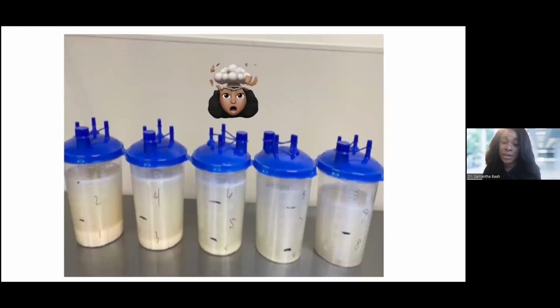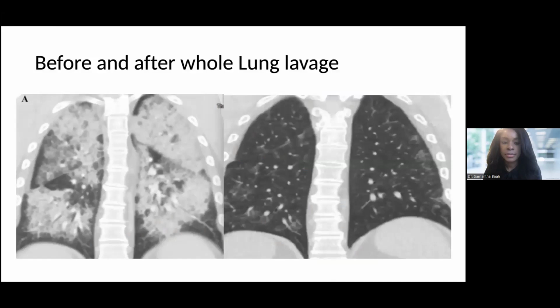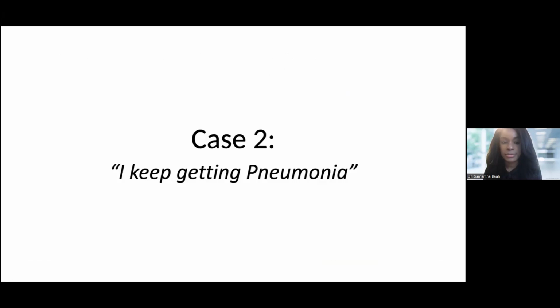And this was after 9 liters of fluid. As you can see, in the first 2 liters there's more of that substance at the bottom, and then once you get to the tail end of the procedure, you start to clear up. This illustrates how remarkable it is that this patient went from having a largely abnormal CT with impaired gas exchange to having a relatively normal CT after his whole lung lavage. Okay, so that's case 1.